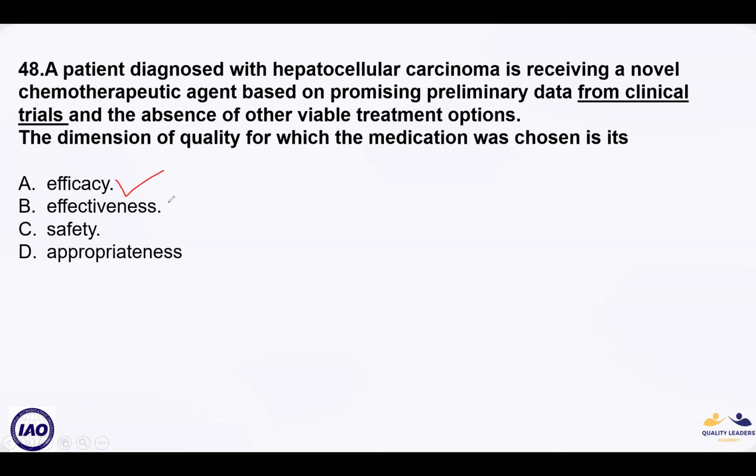Effectiveness, there is no study for real-time settings, so we are not supposed to think about effectiveness. Safety, again, maybe, but here again there is nothing that relates to safety in the question. Appropriateness, I mean, was it the right treatment for the right patient? But there is absence of other viable options, right? So it does lean towards appropriateness. This is a context enabling choice, right? But that's not the only thing.